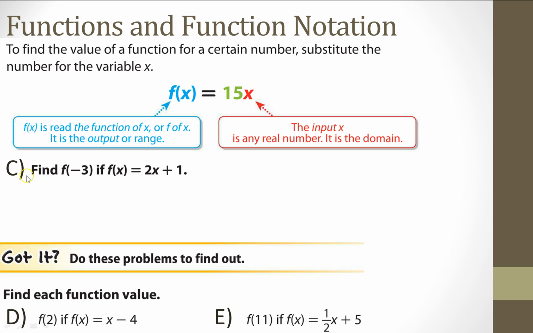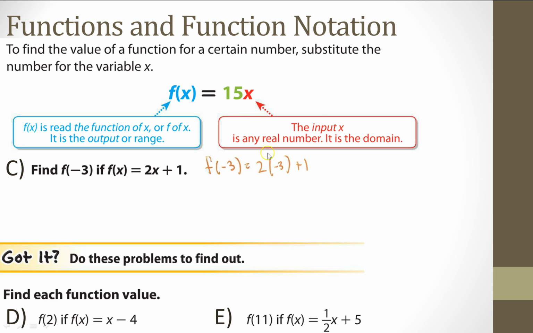So find f of negative 3 if f of x is equal to 2x plus 1. Okay, so I'm going to plug in. f of negative 3 is equal to 2 times negative 3 plus 1. And again, because I'm finding f of negative 3, I am substituting that negative 3 in for both of the x's in my function notation.